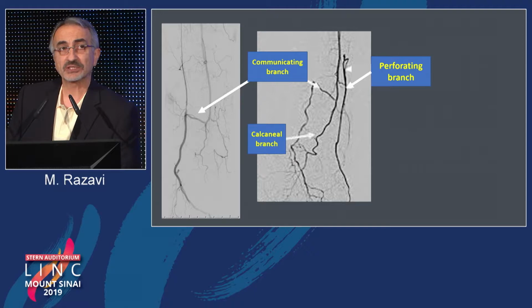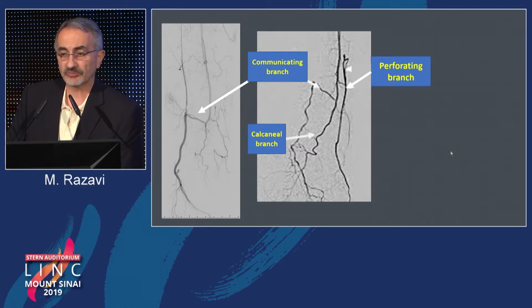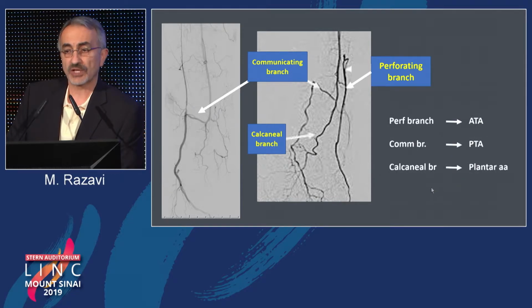So a patient that comes in with a calcaneal lesion that the posterior tibial artery cannot be recanalized, this has got to be your target. You have to go after this, and hopefully they will have a calcaneal branch that would be helpful. So we're going to limit the discussion around those types of discussions.